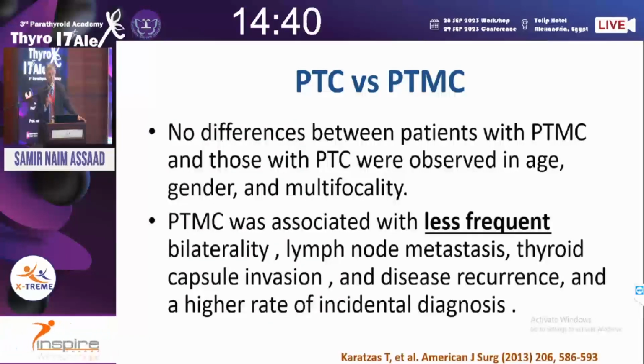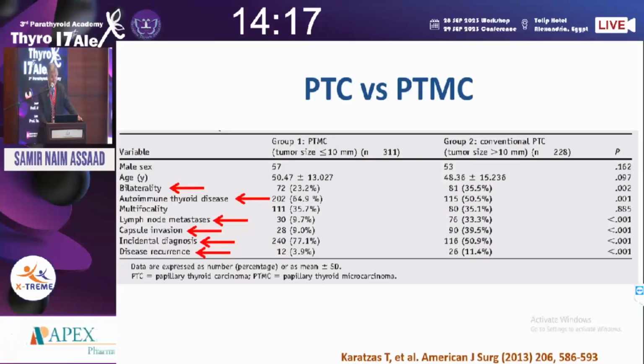But the difference between them is that with the microcarcinoma, the metastasis to the lymph nodes is less, the bilaterality is less, capsule invasion is less, the disease recurrence is less, with a higher rate of incidental findings. How did they get this reading from different studies? This one was 10 years ago.